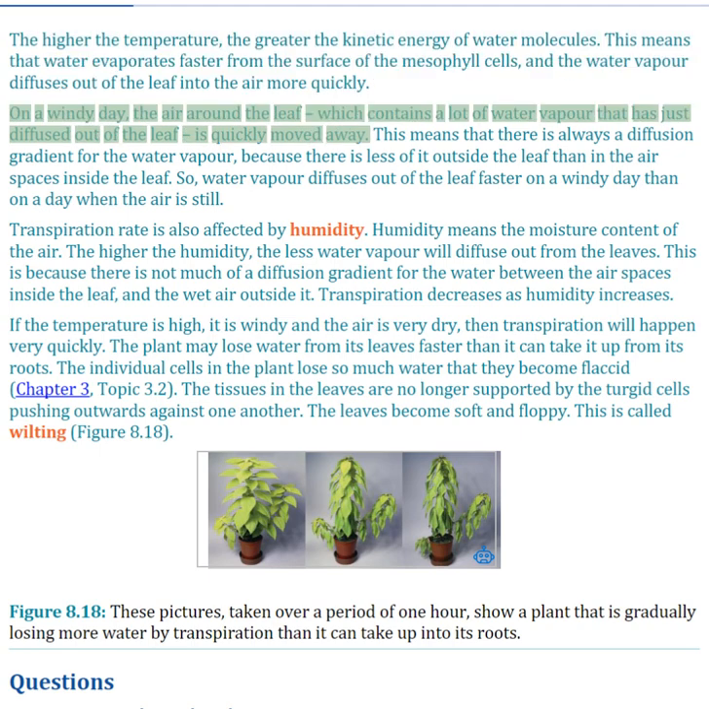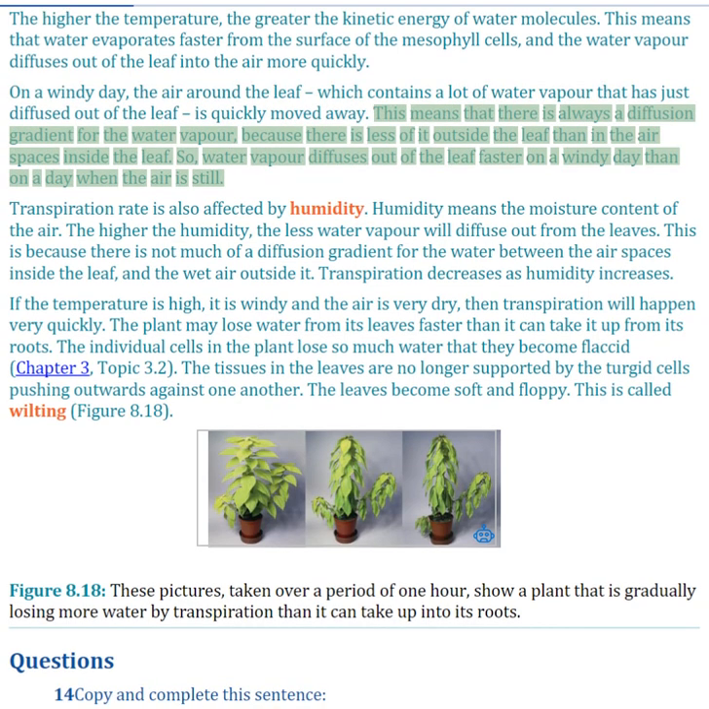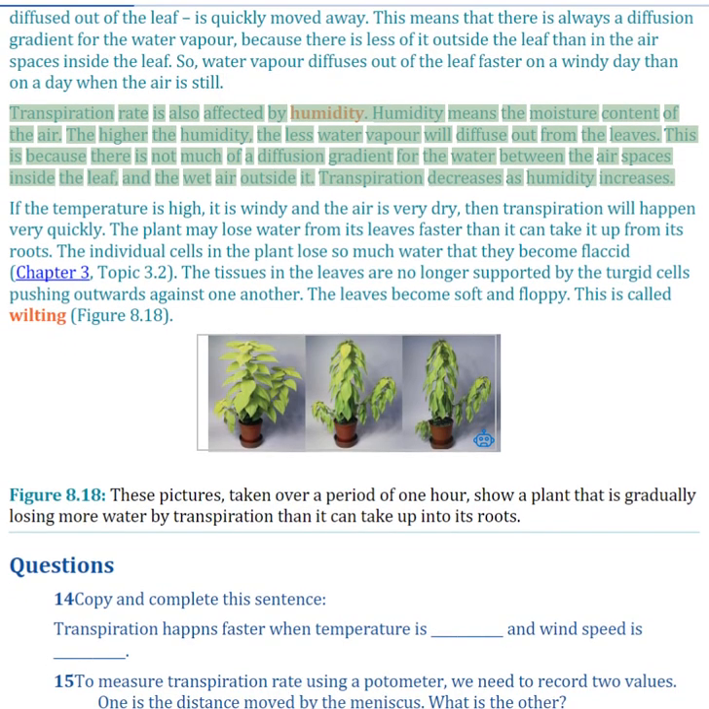On a windy day, the air around the leaf, which contains a lot of water vapor that has just diffused out of the leaf, is quickly moved away. This means that there is always a diffusion gradient for the water vapor, because there is less of it outside the leaf than in the air spaces inside the leaf. So, water vapor diffuses out of the leaf faster on a windy day than on a day when the air is still. Transpiration rate is also affected by humidity.